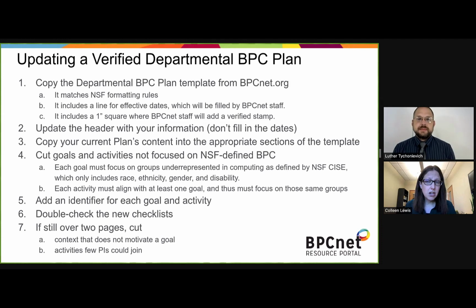Each of your activities and goals also needs an identifier. This can just be something like G1, G2, A1, A2, but that's going to allow your PIs to reference it. Once you've done all these steps, you're going to go through on bpcnet.org and double check that you've hit all the components on that checklist.